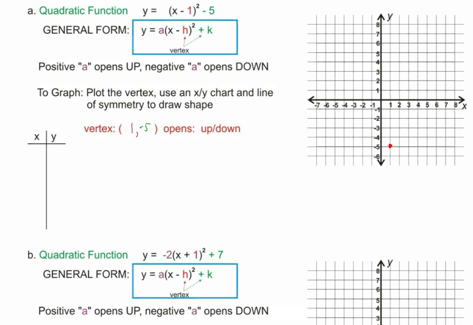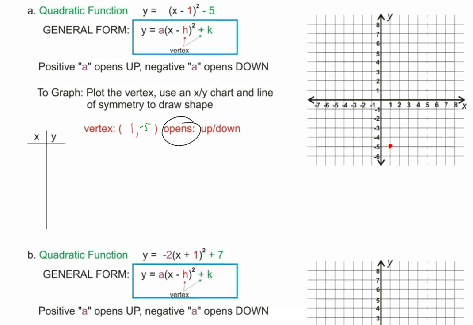Does this thing open up or down? On 3, give me your answer. Up or down? 1, 2, 3. What's the value of A? Say it if you know it. 1. Is the 1 positive or negative? Positive. Positive goes up or down? Up. And again, look back if you need to. But again, it's right there. Positive A opens up. So this thing opens up.